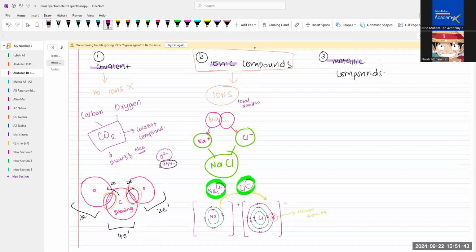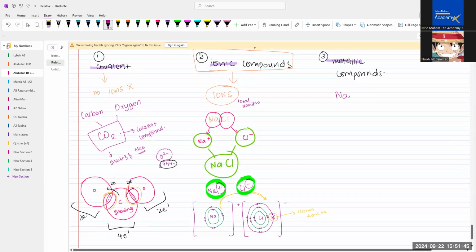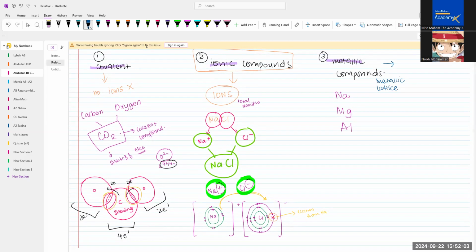For example, a metal lattice. Sodium is a metal, magnesium is a metal, aluminum is a metal. So they're not combining with each other. What this basically means is metallic compounds have metallic lattices. Now, what do I mean by a lattice? A lattice is a symmetrical structure. So for sodium, this is what a lattice looks like. It's a cube.